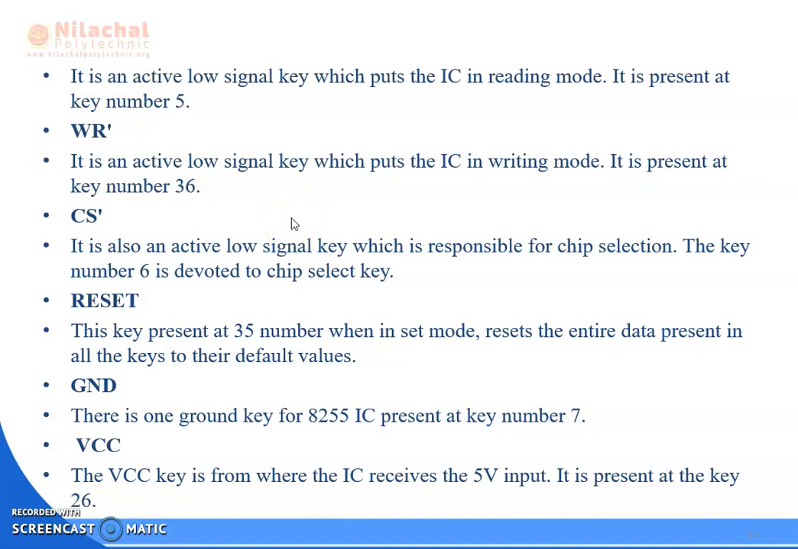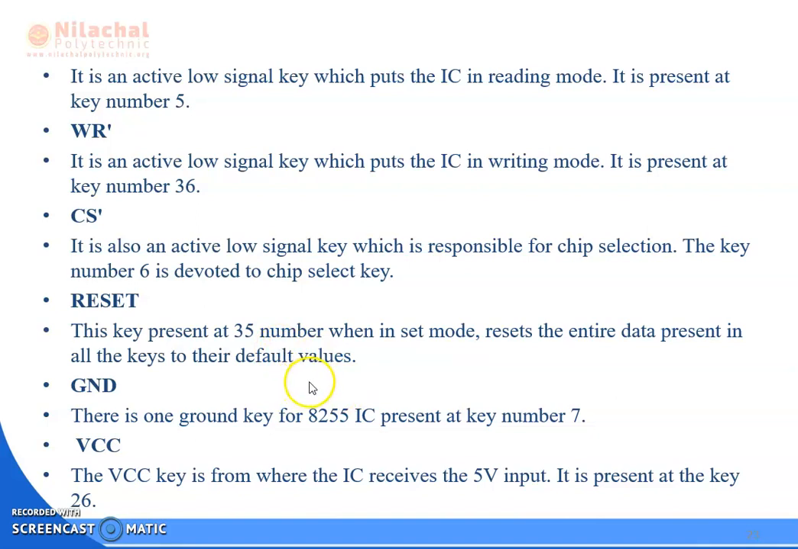Next is CS bar. It is also an active low signal pin which is responsible for chip selection. The pin number 6 is devoted to the chip select pin. Next is reset. This pin is present at number 35. When set, it resets the entire data present in all the pins to their default value.